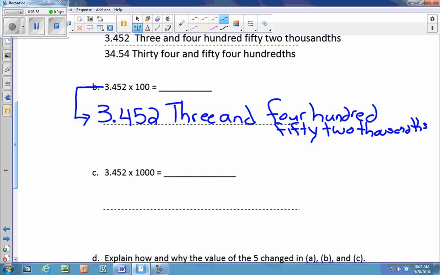Then we need to actually solve the problem. So we're going to look at the problem. We're multiplying. We want to get larger, so we're moving to the right. There's 2 zeros, so we take 2 jumps to the right, and we get our answer, and we put it up here.